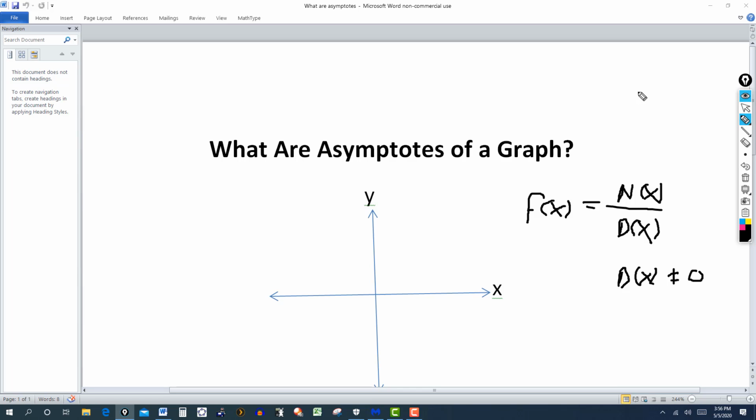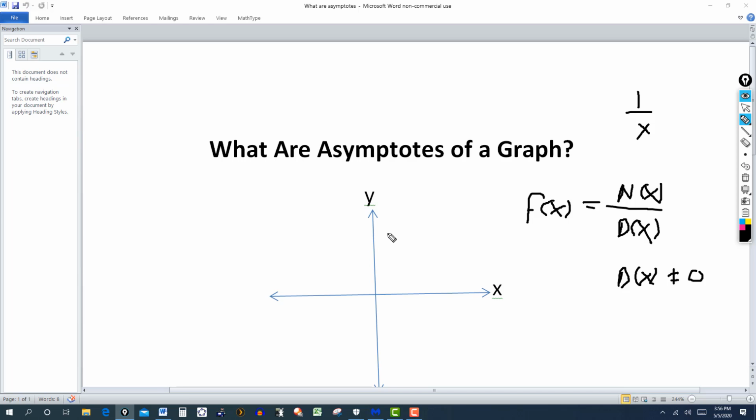So this could be something as simple. The numerator could be something like 1 over, and the denominator could be x. So an asymptote basically is a line that the graph approaches, and in general it doesn't touch. So for a rational function, you can have vertical asymptotes, you can have a horizontal asymptote, or you could have a slanted asymptote.